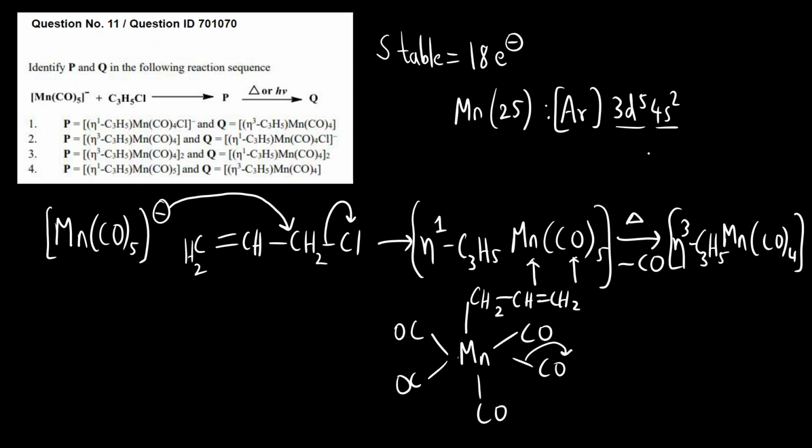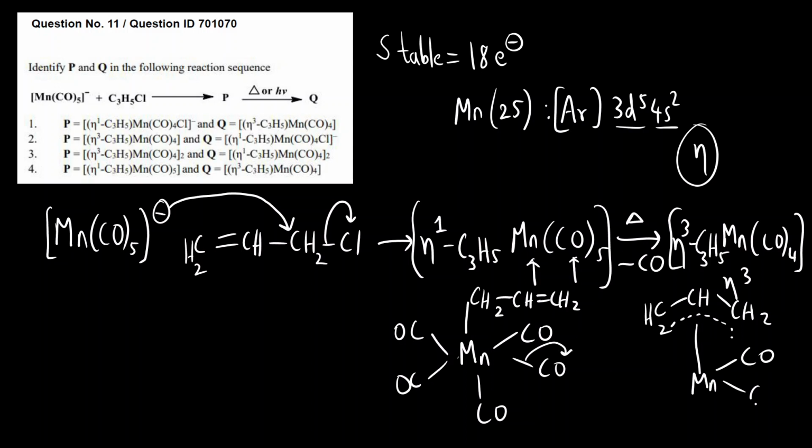The total electrons are the same as the hapticity, so now it will be 3 hapticity. What will be the structure? CH2 CH CH2, we draw it like this. This means all 3 carbon atoms are connected to manganese. That is, it is 3 hapticity. And then there are 4 CO. So this is P and this is Q.